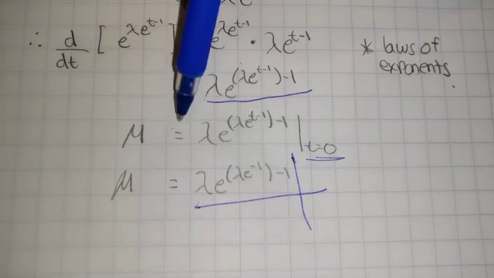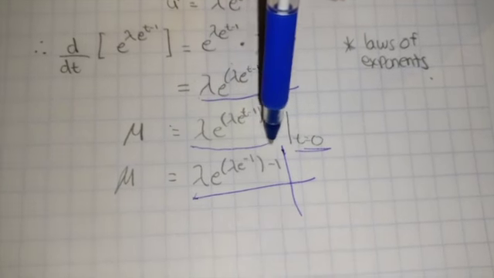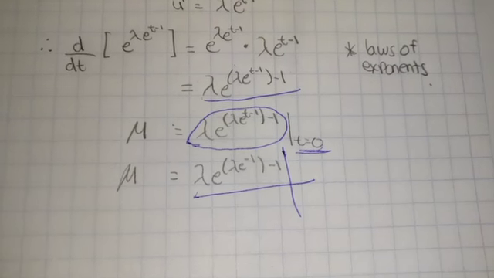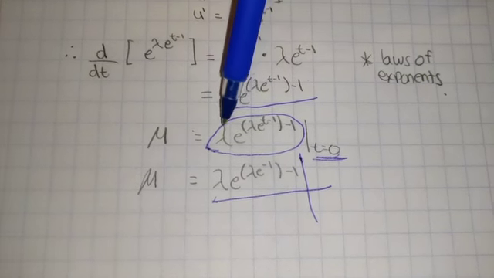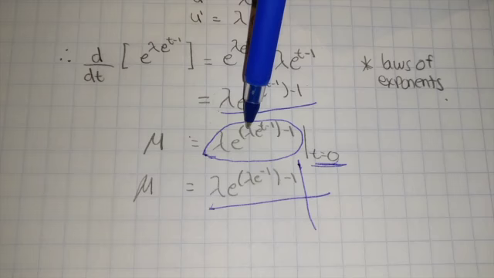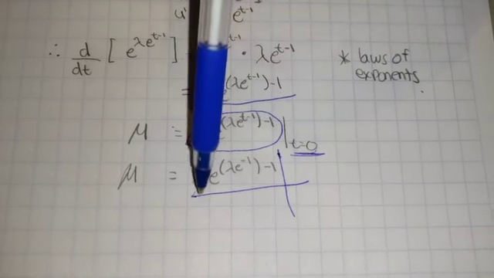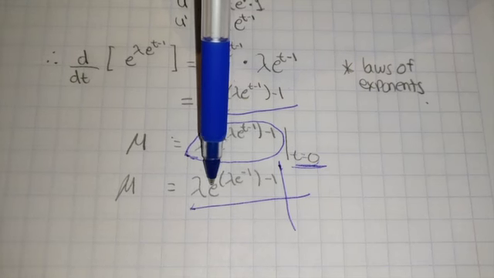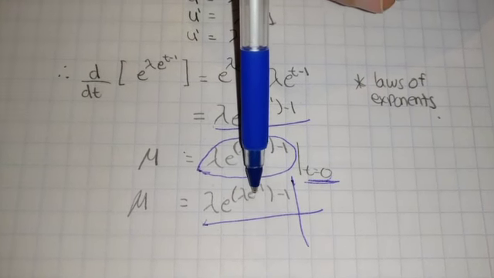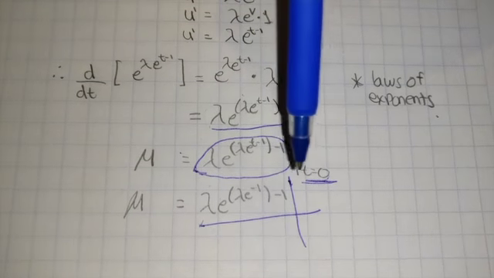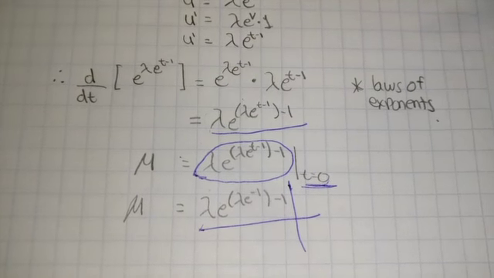So the mean is the derivative of the moment generating function, which is this, evaluated at t equals 0. And that gives us lambda times e to the (lambda times (e to the 0 minus 1) minus 1). That's the same as lambda times e to the (lambda times (e to the minus 1) minus 1), and that is the mean.